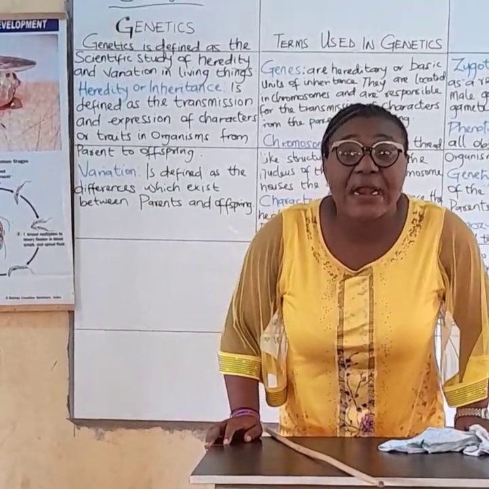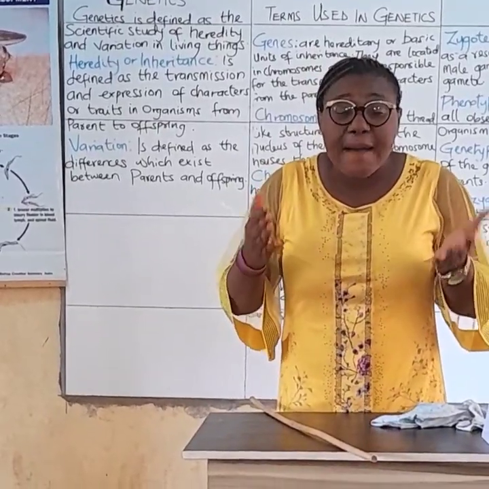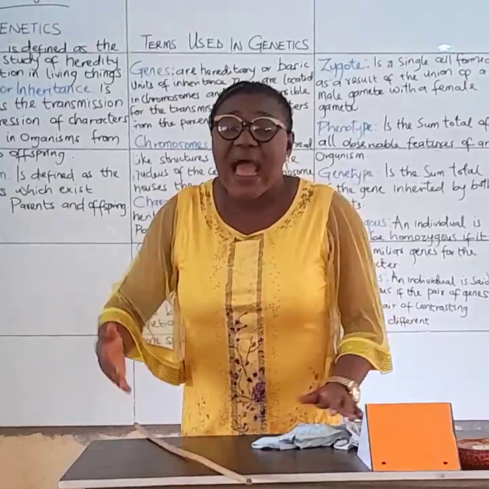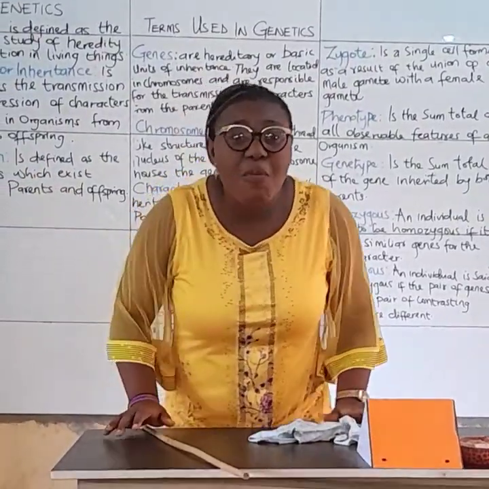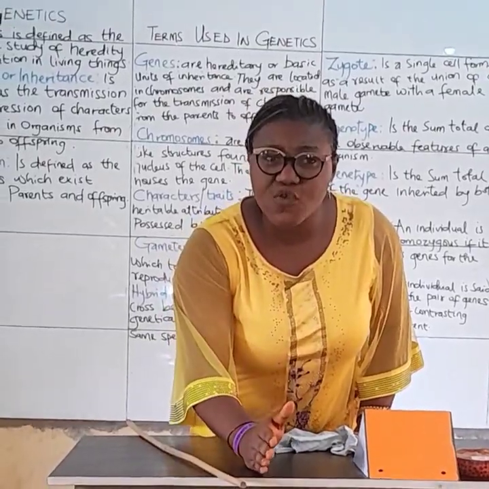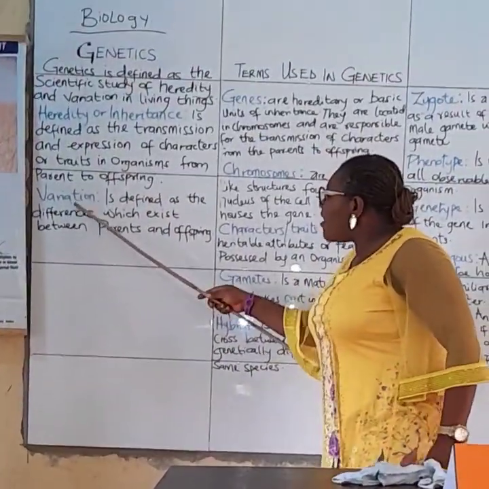And what are those characters? Fairness, shortness, baldness, sickle cell anemia, and etc. These are some of the characters that can be passed from parents towards offspring. So now we look at variation.